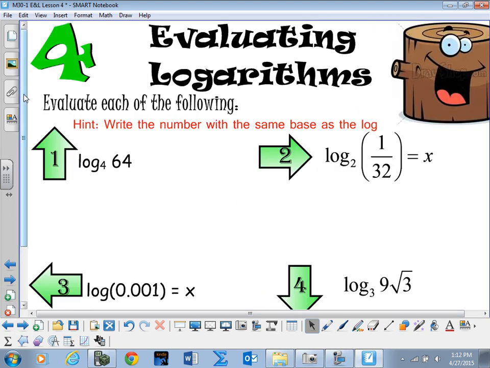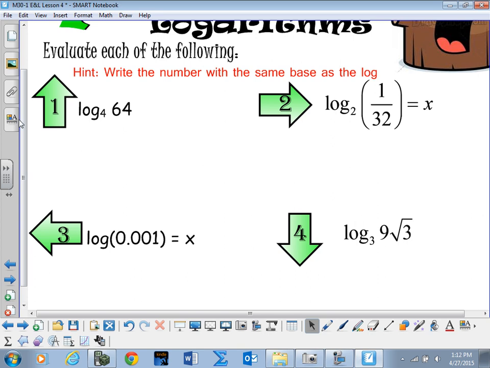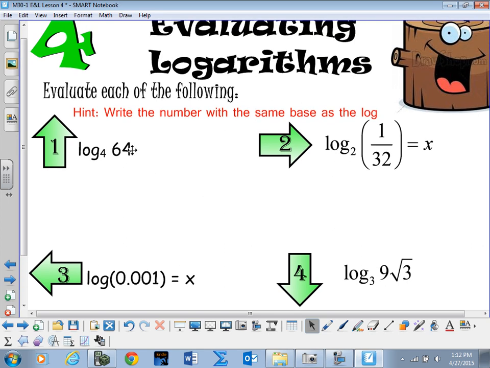Evaluating. So now I don't have any equal signs, but we can evaluate this log. Maybe what we can do here is put this equal to x. That might help us to see that we're looking for the exponent. 4 to the power of x is 64. So I can write them with the same base. I know 64 is 4 to the 3.